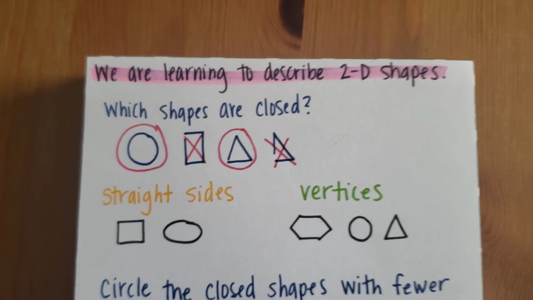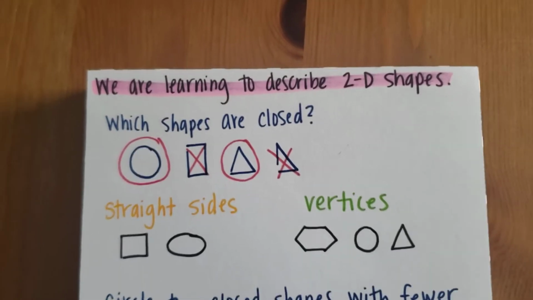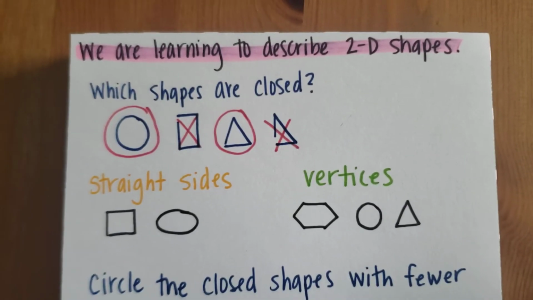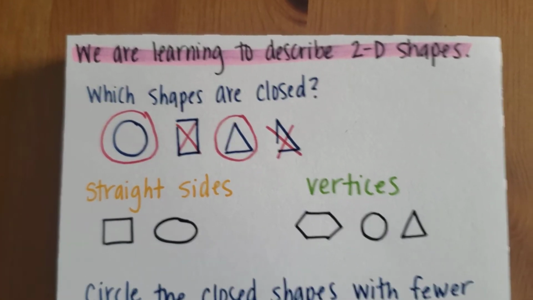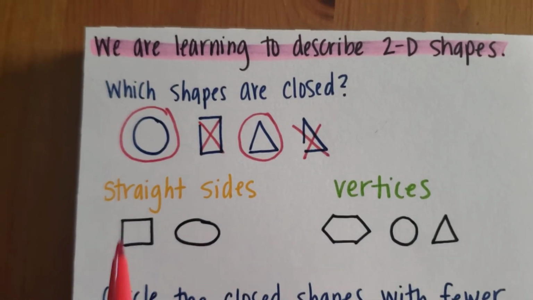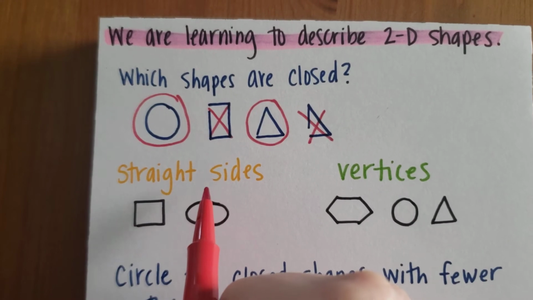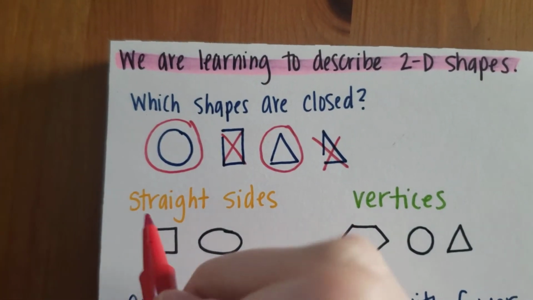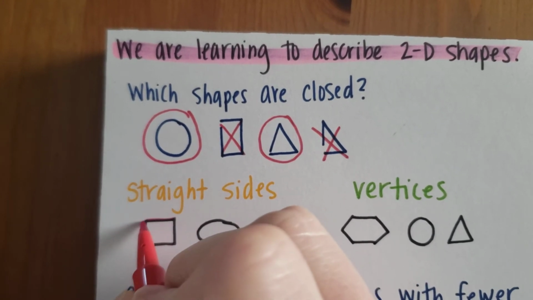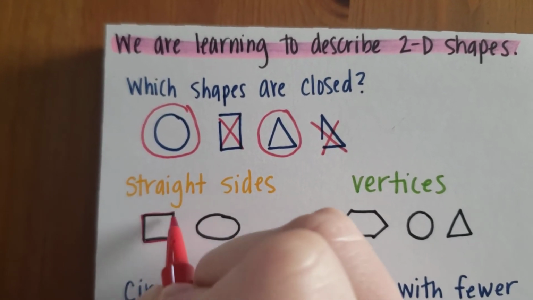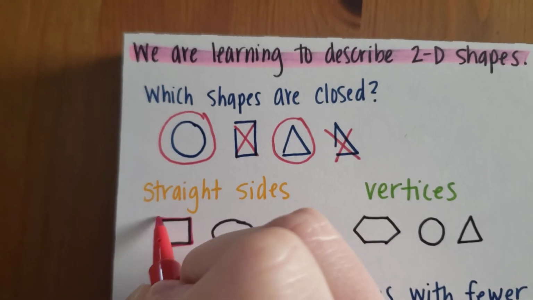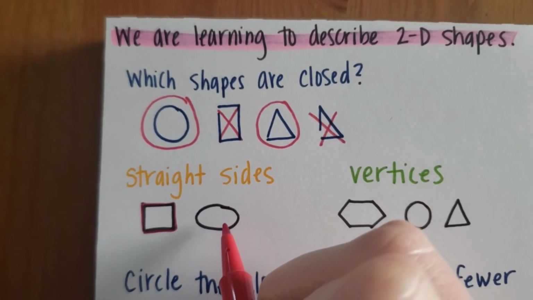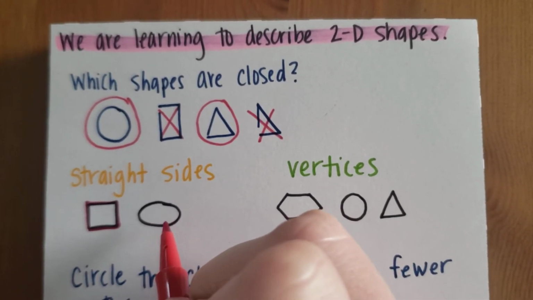The other thing we use to describe 2D shapes is we talk about straight sides and whether or not shapes have straight sides, and that can help us to determine what kind of shape it is. When we're talking about straight sides, it's anything that is just in a line, okay? So here, this has a straight line, this is a straight line, and a straight line. So this one actually has 4 straight lines. This shape, however, has no straight lines.